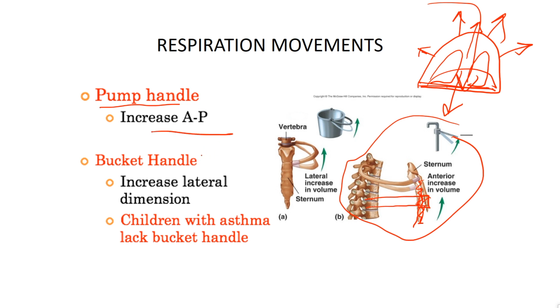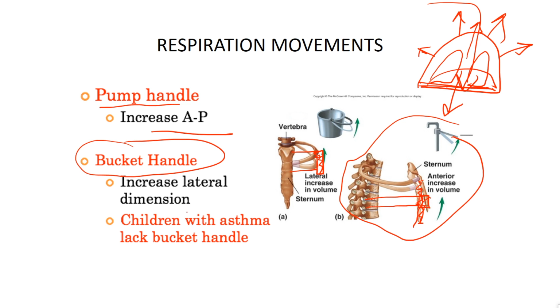And then we have our bucket handle, and this is lateral dimension. So before we only had this amount of space, and now I have this amount of space. It's not a lot, but this little sliver of space is enough for some air on the lateral side to happen. And this bucket handle, this lateral strength of the muscles, does not occur in very weak muscled patients, someone that's older, I guess in their 20s or 30s, that has muscular dystrophy.